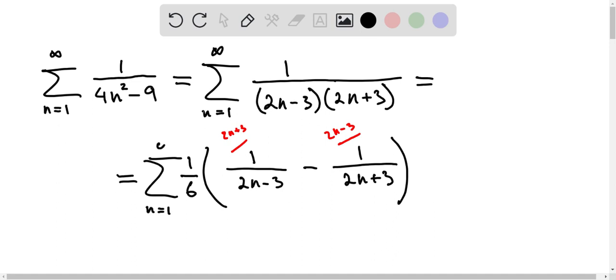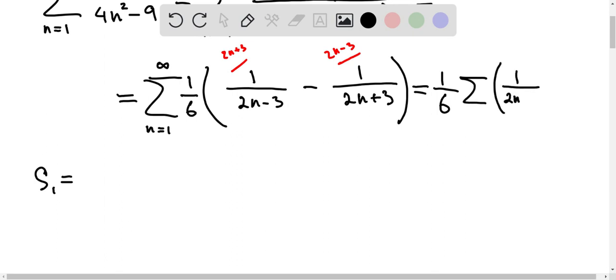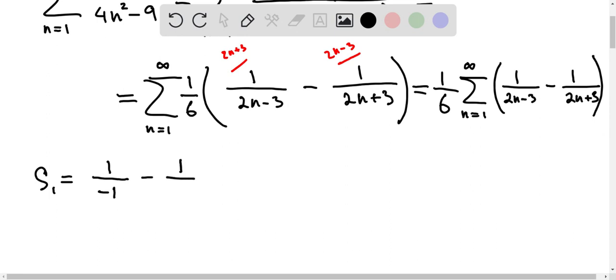Now, let's write the first few partial sums for this series. So the first partial sum is going to be... So we just need to plug in n equals 1, right? Let's take 1 over 6 outside. Now we are focused on the expression inside the sum. So S1 is going to be, when we plug in n equals 1, 1 over minus 1, minus 1 over 5.